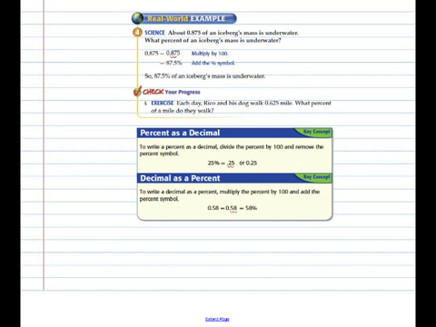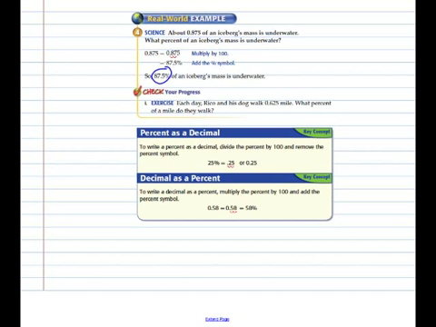About 875 thousandths of an iceberg's mass is underwater. What percent of an iceberg's mass is underwater? Well, I'm changing my decimal to a percent. So what I'm doing is I'm multiplying by 100, which means I'm moving a decimal point 2 places to the right. So 875 thousandths becomes 87.5%.